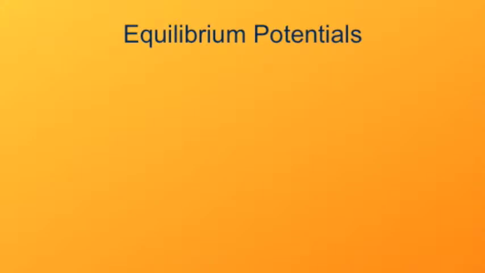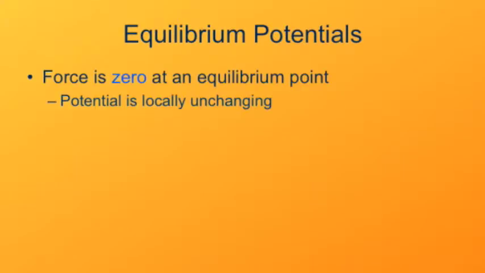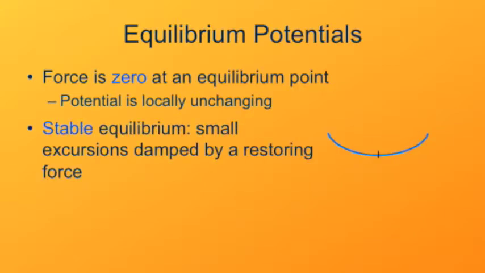Potential functions often have points that are of a special interest, known as equilibrium points. Equilibrium points are places where the force is zero. In other words, the potential is locally unchanging. Small deviations from this point don't change the potential by very much. There are two kinds of equilibrium points. One is a stable equilibrium. In a stable equilibrium, the potential goes up a little bit away from that equilibrium point, and so there's a restoring force. The Hooke's law spring is a classic example of that.